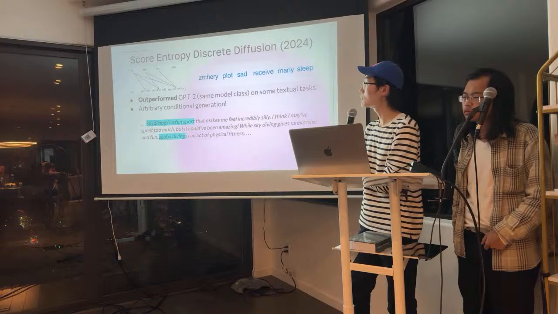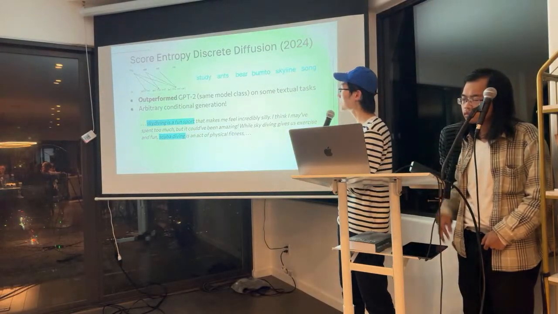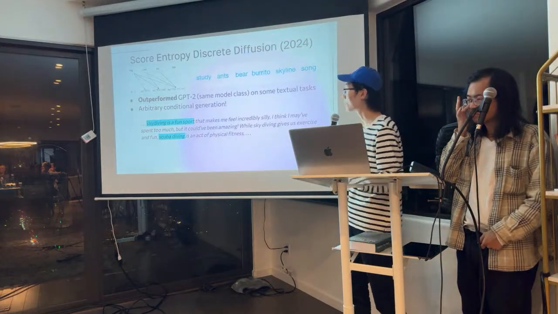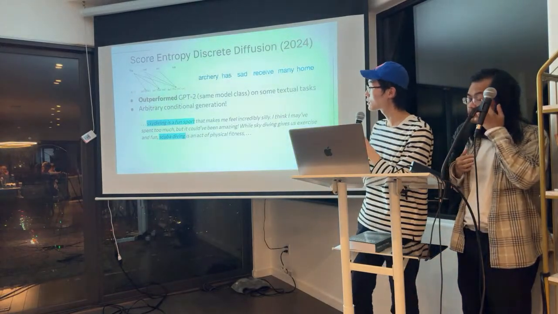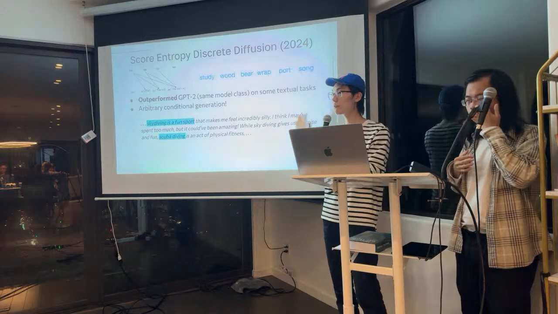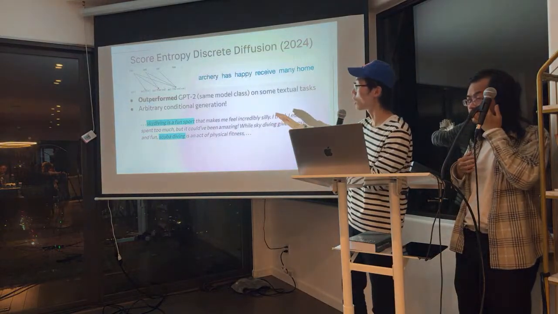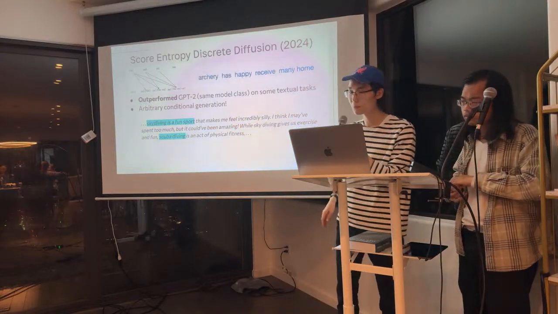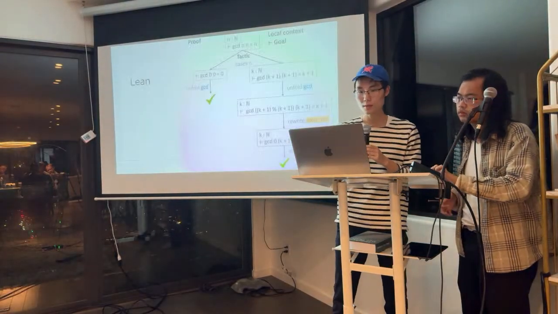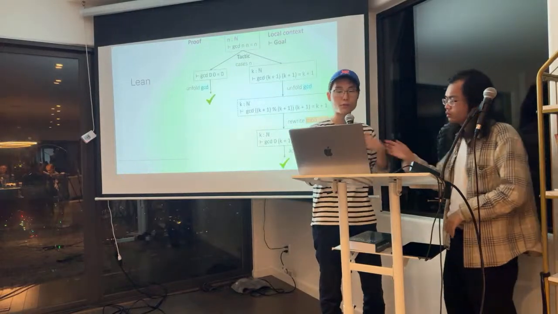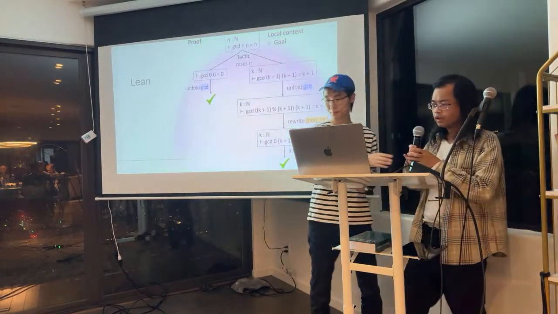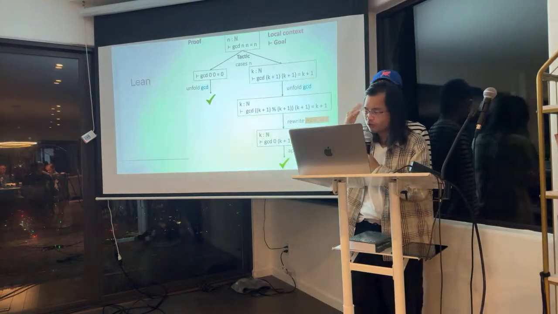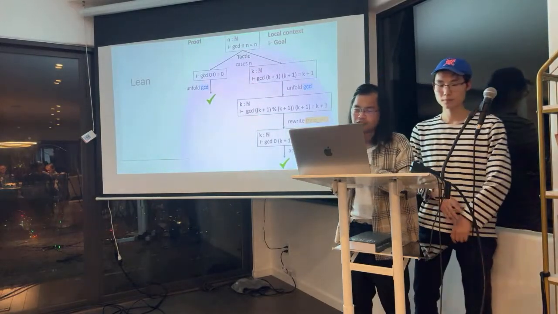What's cool is that this actually is performant. For the longest time, discrete diffusion has not been performant, but with score entropy discrete diffusion, it actually outperforms GPT-2 with the same model class on some textual tasks. The other good thing is that if you're not going from left to right, then you can condition arbitrarily in the sequence. For example, here, you can condition the beginning and the middle, which is kind of cool. But now let's transition to what we've worked with, which is Lean. Lean is basically the world's best way to formalize mathematics, at least currently.